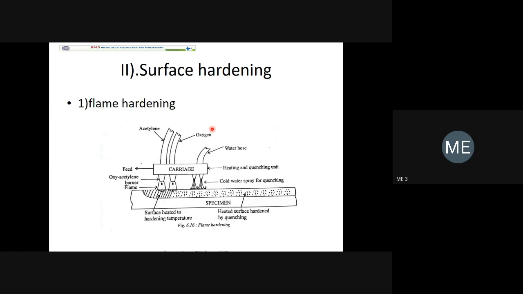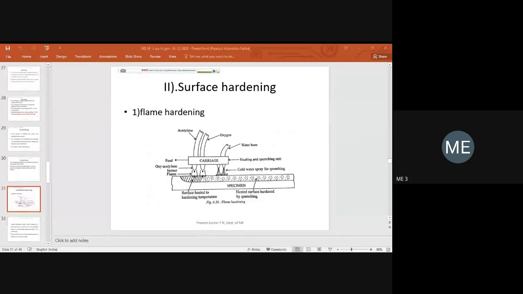This is the flame hardening process. Already we have discussed it. This is the arrangement. Imagine this is a specimen. We have a carriage. You are moving the carriage. In front there is a flame. The flame is followed by, once you move the carriage forward, because of the flame the surface gets heated, and it is followed by cold water spraying.